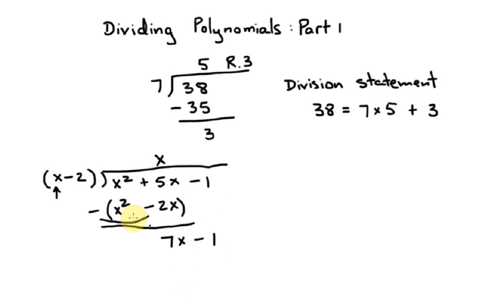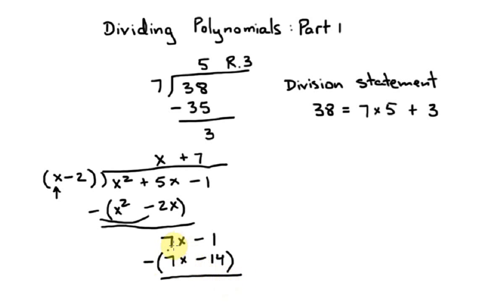And now I'm going to continue. I'm going to look at this x and ask myself, x times what gives me 7x? And I go, oh, that has to be positive 7. Okay, now let's multiply it. 7 times x is 7x. And 7 times negative 2 is minus 14. Then we're going to put brackets and subtract, just like we would normally do in any sort of long division.